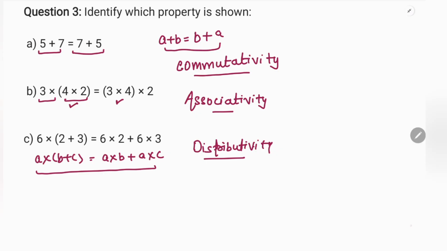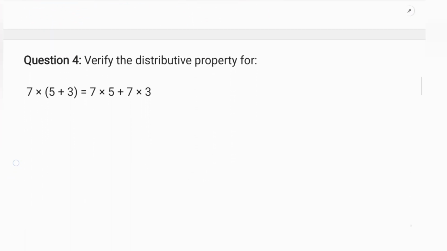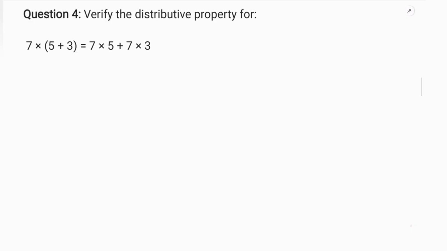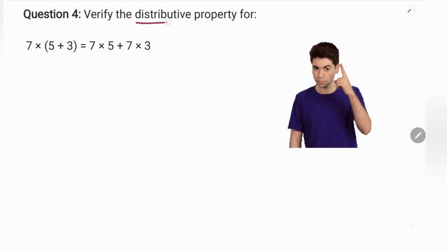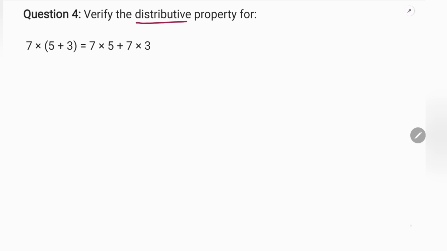And after that, we have question 4. Verify the distributive property. This is a very important question if you are just learning these properties. They will ask you to verify. How do you verify? For verification, we see whether LHS is equal to RHS. So I will solve LHS first. LHS means left hand side.